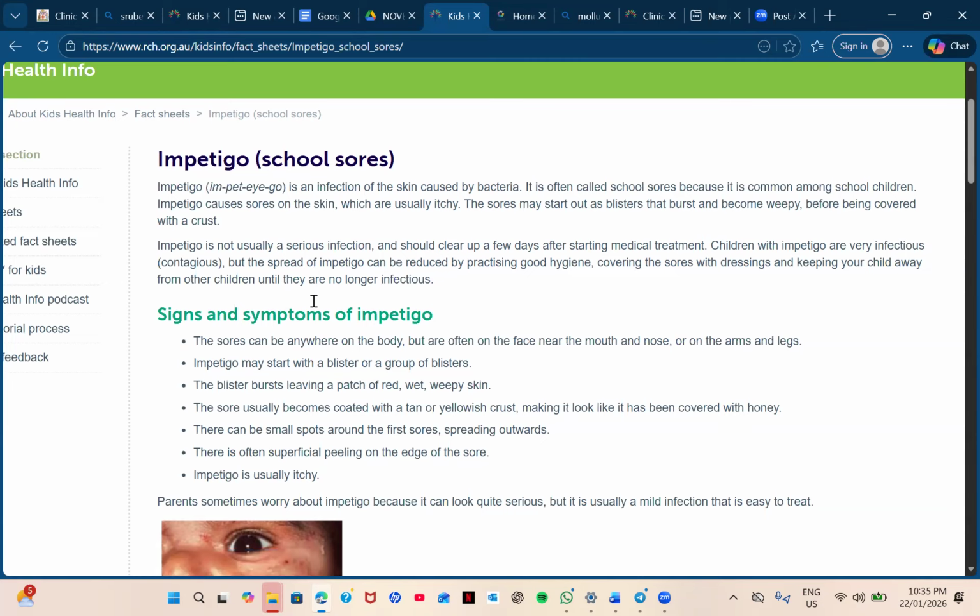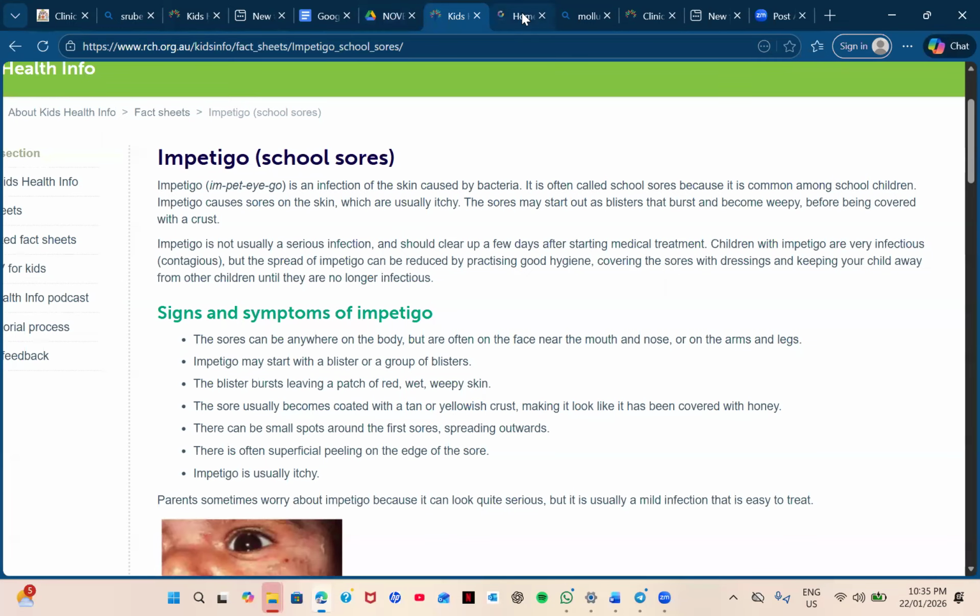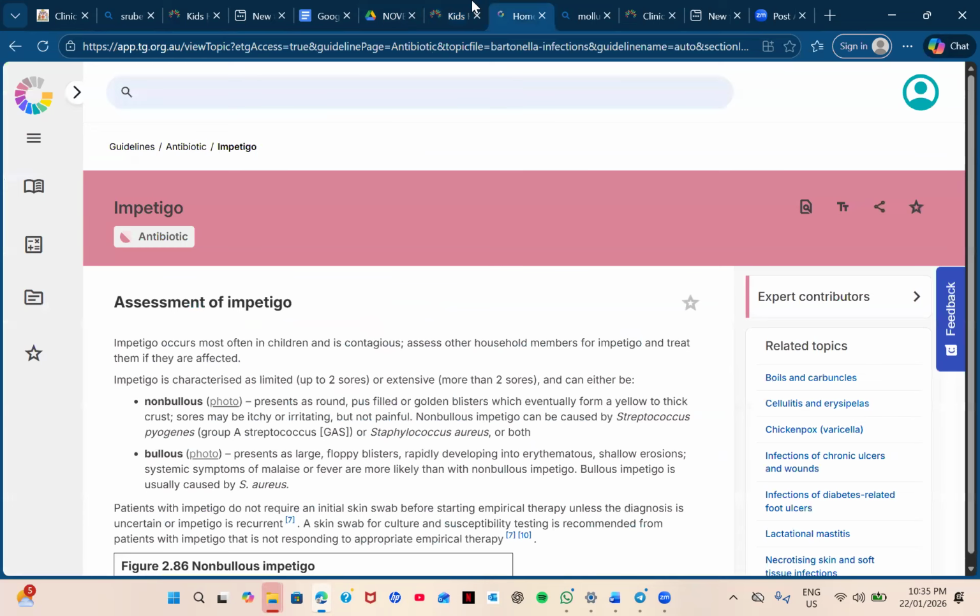For impetigo, you have to follow the therapeutic guideline, and RCH as well. But in RCH, no mainly important points have been added, so please follow the therapeutic guideline for impetigo. In here, we have two types of impetigo, non-bullous and bullous.